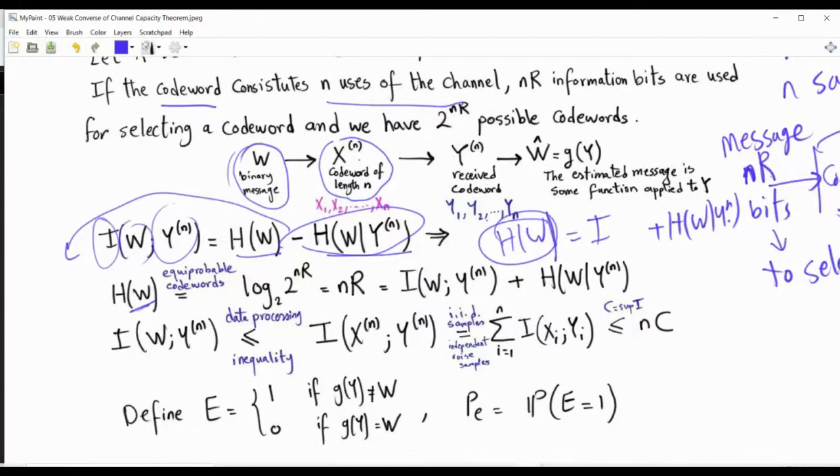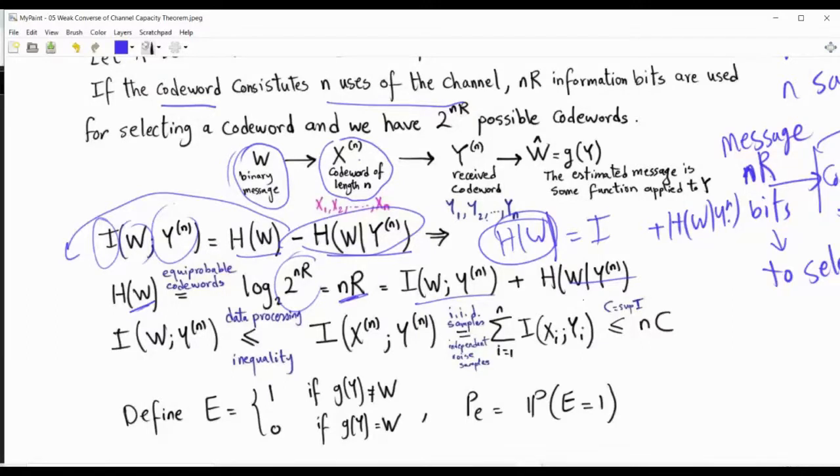So what is the entropy of W? Assuming equally probable code words, from the first slide of this lecture we know that it is like having the discrete uniform distribution. Basically, the entropy will be log to the base 2 of the number of code words, and so this will give you nR.